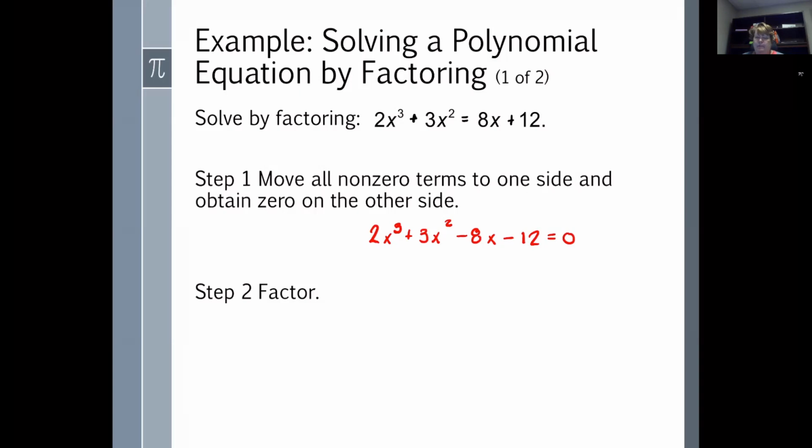factor it by grouping. So how do we factor by grouping? You group the first 2 terms in your polynomial together. So we're going to group the 2x to the third and the 3x squared. And we're going to factor from that the greatest common factor. So the only factor that 2x to the third and 3x squared have in common is x squared. So I'm going to factor that out.